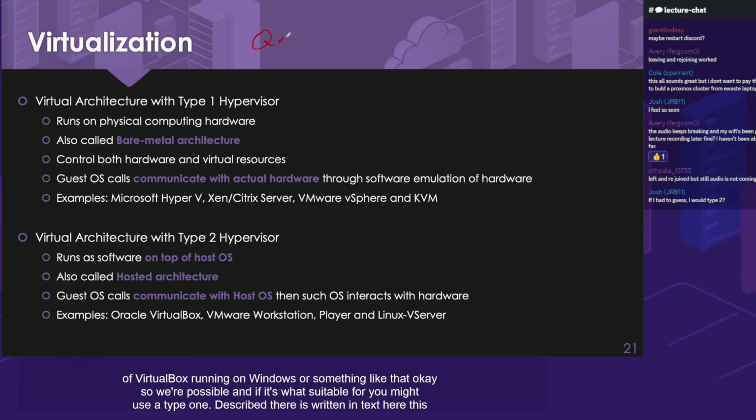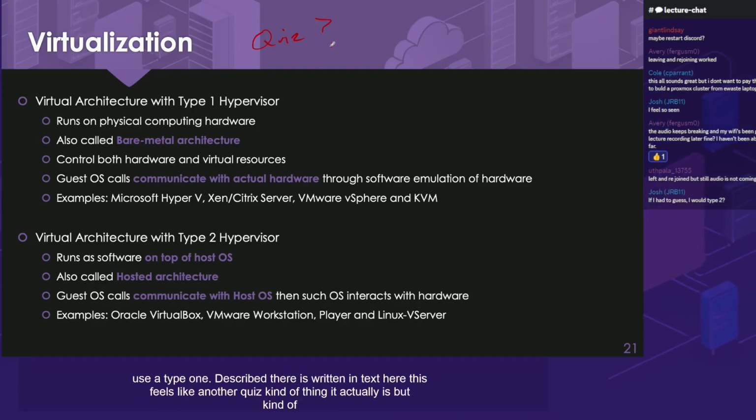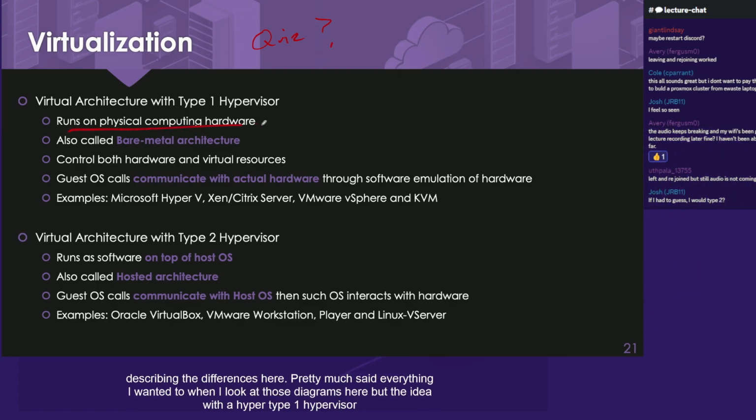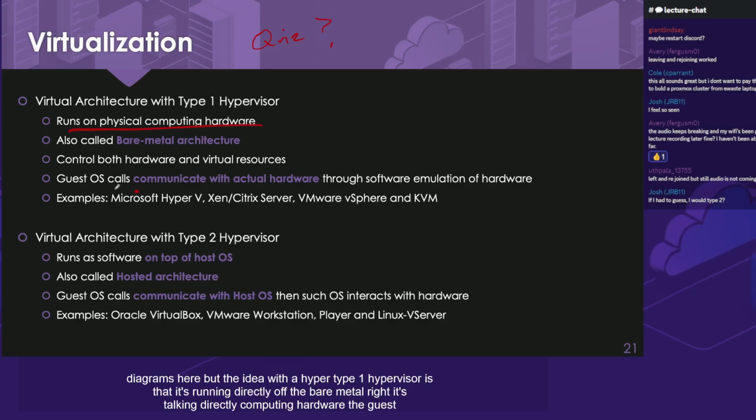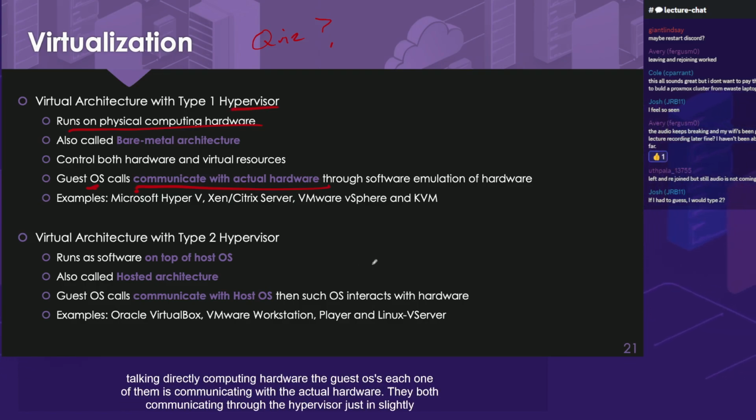This feels like another quiz kind of thing. I'm not sure if it actually is, but it's describing the differences here. I pretty much said everything I wanted to when I was looking at those diagrams, but the idea with a Type 1 hypervisor is that it's running directly off the bare metal, right? It's talking directly to the computing hardware. The guest OSs are both communicating through the hypervisor, just in slightly different ways.